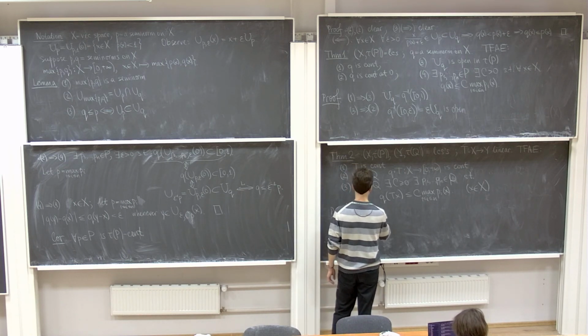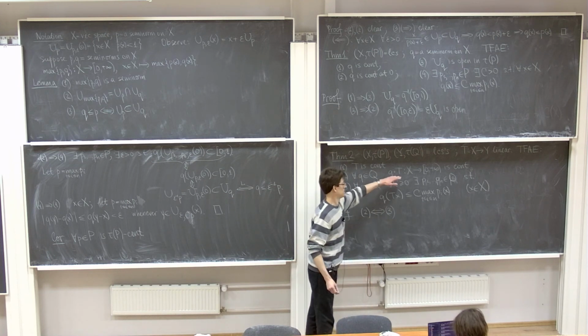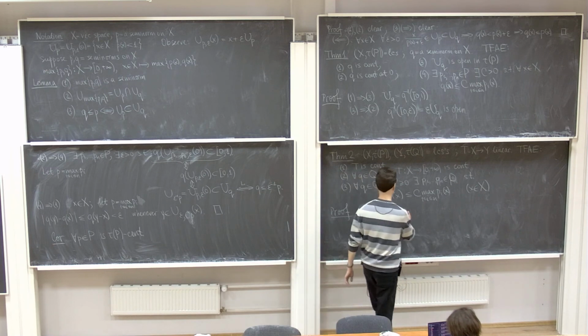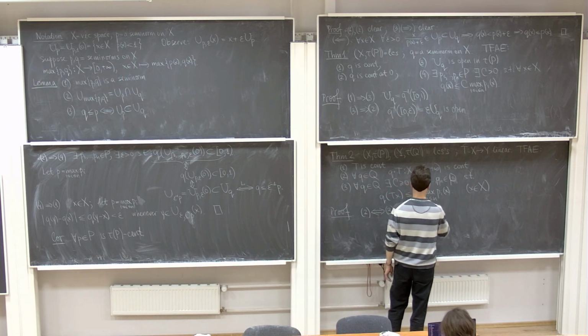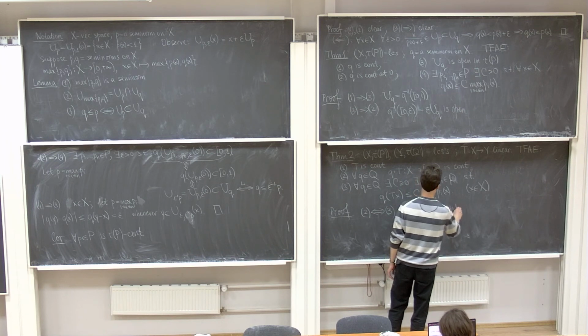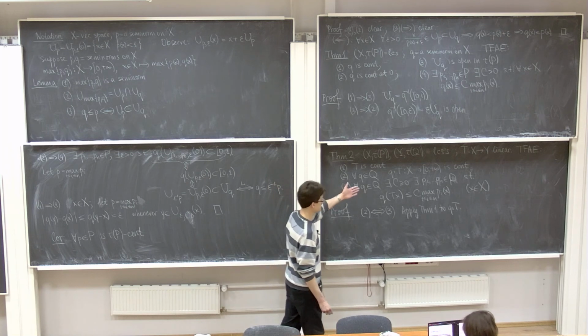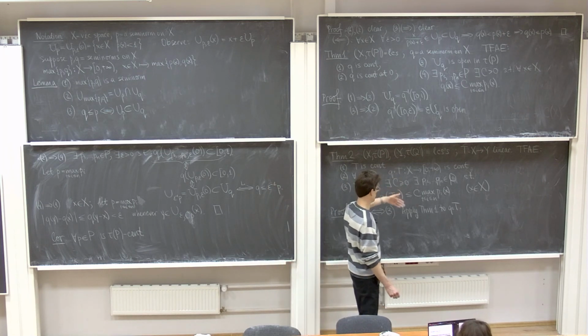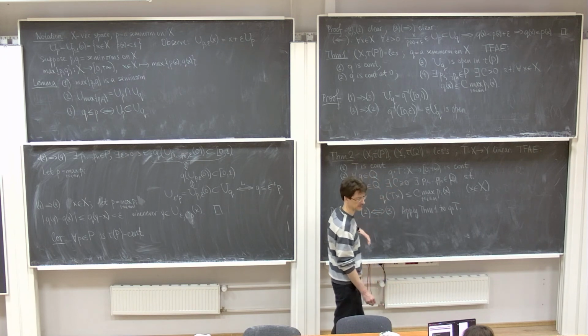To prove the equivalence between 2 and 3, we apply theorem 1 to this function, so Q composed with T. This is a seminorm on X. And if we apply theorem 1 to this seminorm, we get that 2 is equivalent to 3.